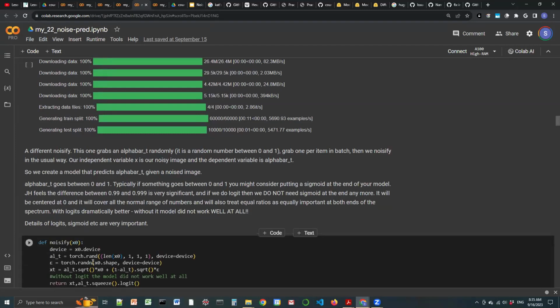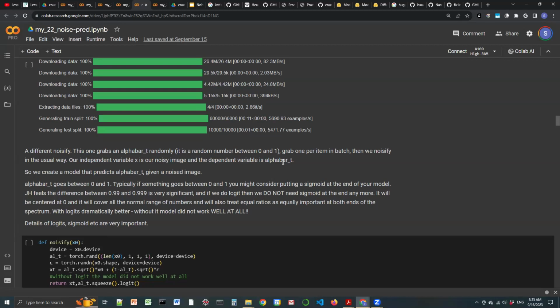So now we change the noisify in this case. This one grabs an alpha bar t randomly, a random number between 0 and 1. So it's this smooth continuous concept that we use here. Grab one value for the batch, then we noisify. And in this case, our independent variable, therefore, is the noisy image. And the dependent variable that we are asking the network to predict is the alpha bar t.